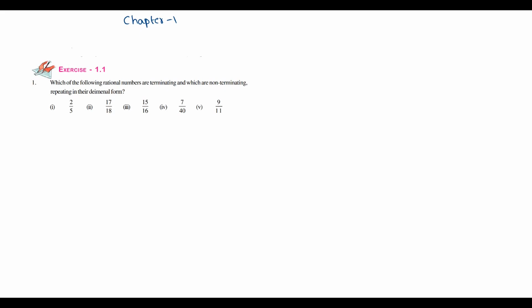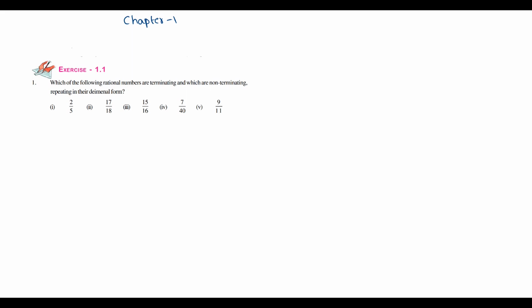In the previous class, we discussed the introduction to real numbers: what are the different types of real numbers, and what is the meaning of real numbers. Real numbers are the combination of both rational numbers and irrational numbers. The set of both rational and irrational numbers is called real numbers.